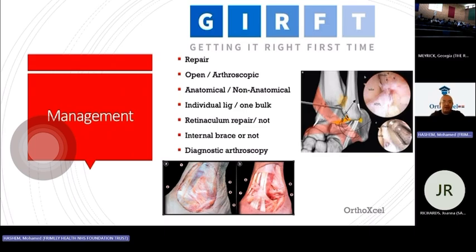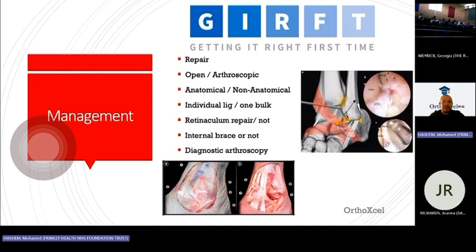Will we use an internal brace or not? Internal brace is an artificial ligament. It gives you the option of securing your repair and getting a more stable ankle, but on the other side, if you don't do it rightly, you will end up with a very tight ankle and may end up with impingement and stiffness. So we keep the internal brace for people with hyperlaxity or very gross instability.